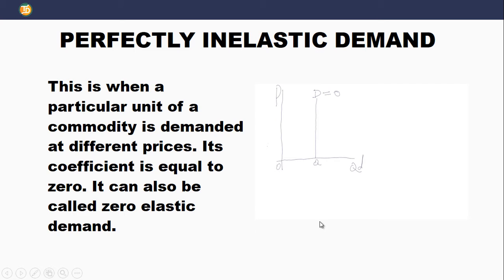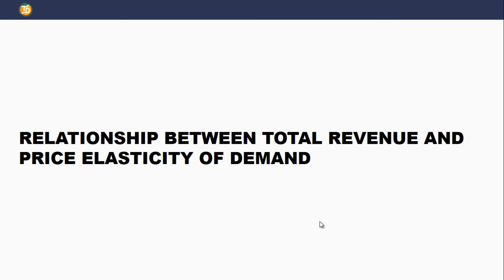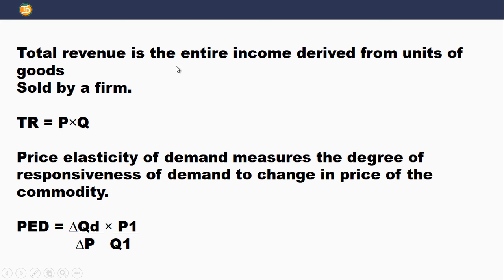Now let's look at the second type of elasticity of demand. Or before we look at the second type of elasticity of demand, let's look at the relationship between total revenue and price elasticity of demand. Total revenue is the entire income derived from units of goods sold by a firm. And the formula for total revenue is price times Q. And price elasticity of demand measures the degree of responsiveness of demand to a change in price of the commodity. If you look at the formula for price elasticity of demand and the formula for total revenue, you can see that price and quantity are common.